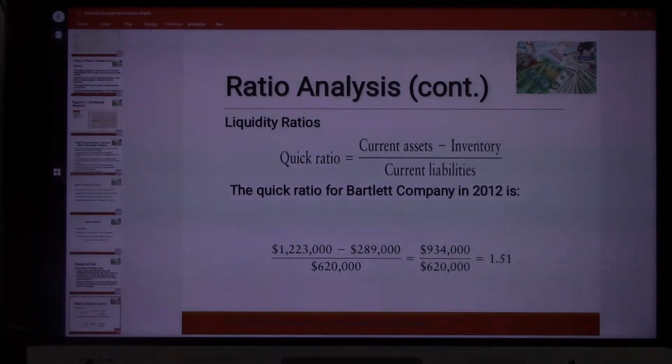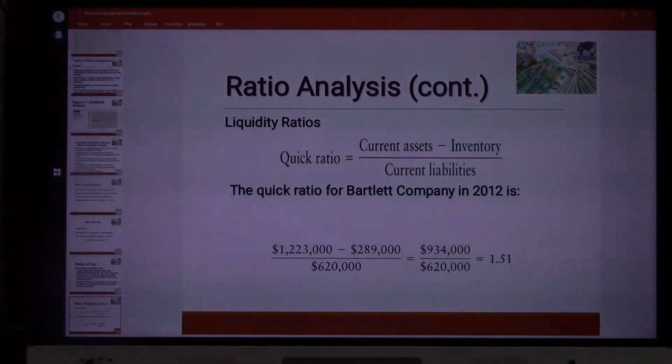The second type of ratio is called the quick ratio. Quick ratio equals current assets minus inventory, divided by current liabilities. Based on our data, our quick ratio, as you see, has dropped from 2 to 1.51, reflecting a more accurate estimate of the firm's short-term liquidity.